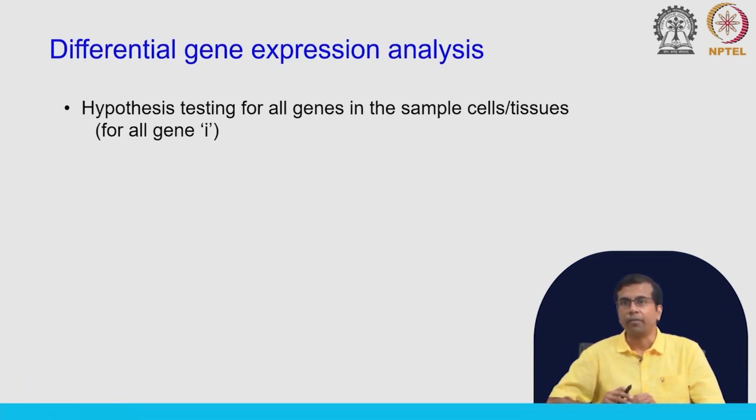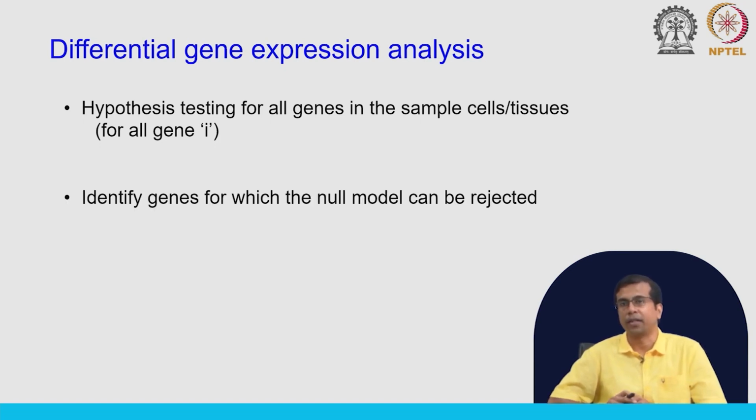Just to remind you of what we talked about in differential gene expression analysis: one of the integral parts of differential gene expression analysis is hypothesis testing. We talked about different methods for how we can do this hypothesis testing, and especially for DESeq2 we use something called the Wald test. This hypothesis testing is done for all genes in the samples, cells and tissues, so for all genes i, if you remember the notation. This helps us identify genes for which the null model can be rejected.